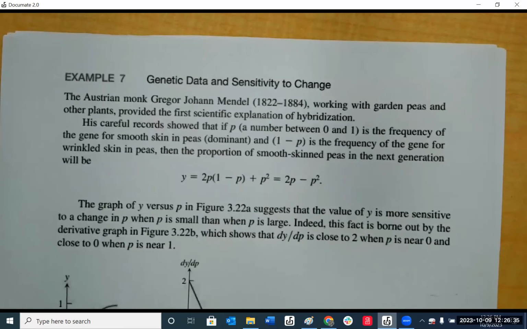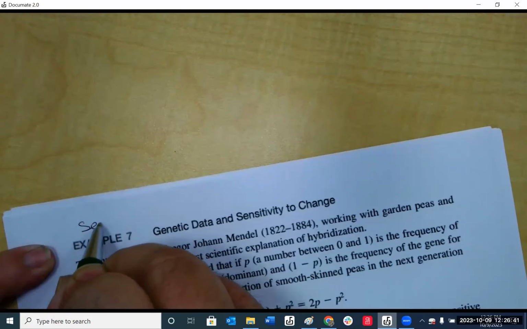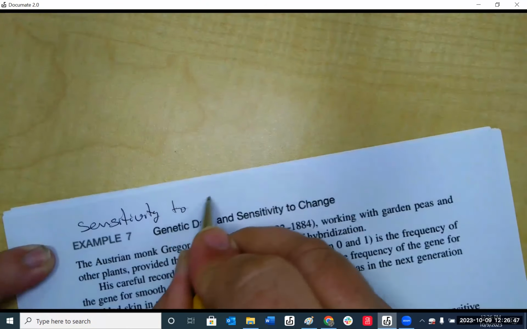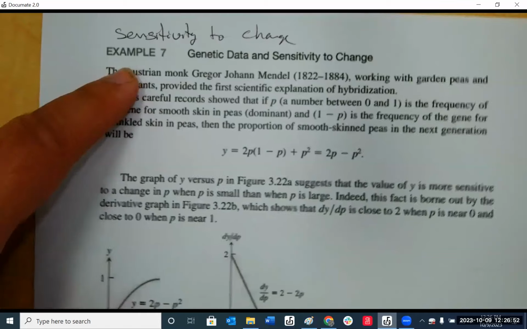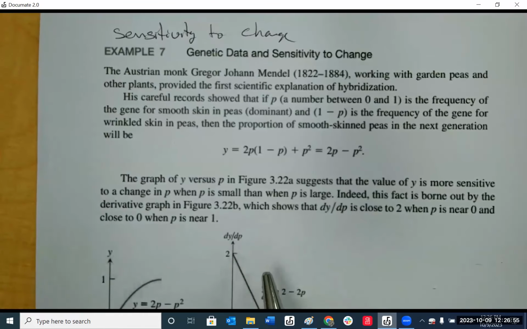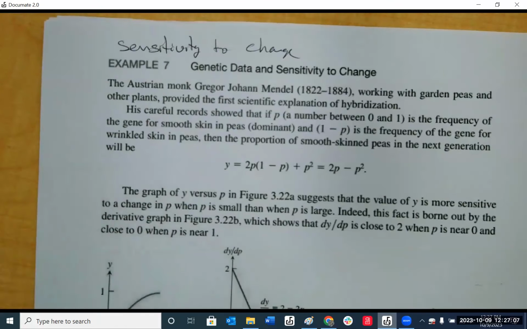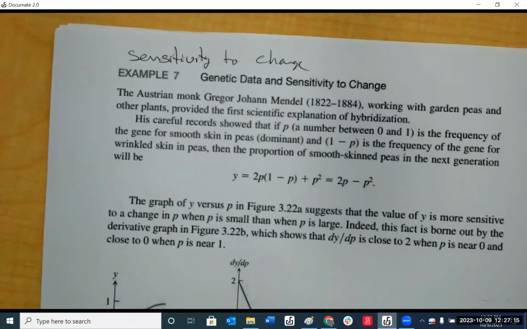Okay, this topic here is on what's called sensitivity to change. Basically, it's the derivative. Remember, derivative is slope. If it's a high derivative, that means it's a very steep slope, it's very sensitive to change. If it's going down, it's not that much. So it has to do with the size of the derivative. That's all that tells us.